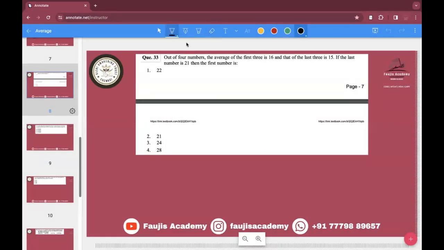They are saying out of 4 numbers, the average of first 3 is 16. Let's say these are the 4 numbers.